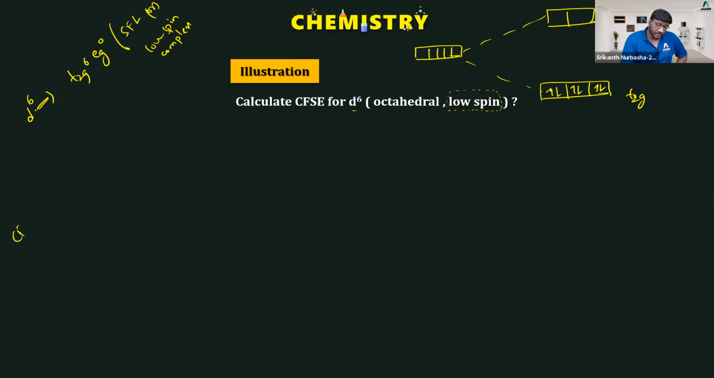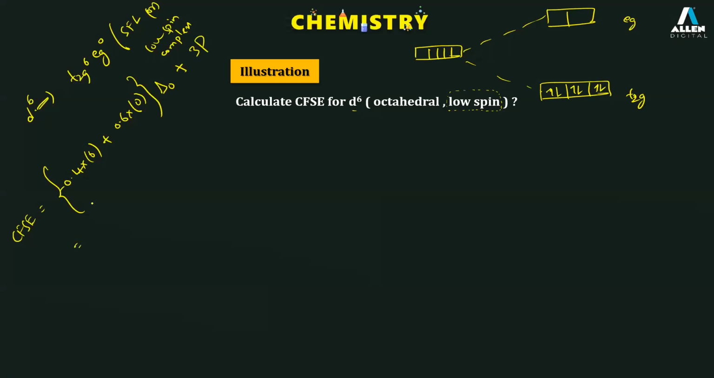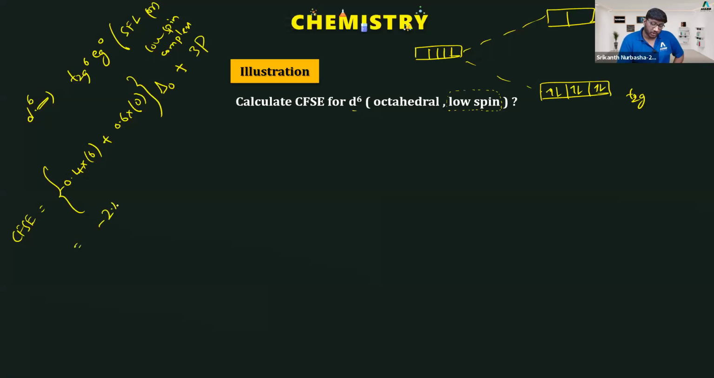So what is your CFSE now? CFSE is equal to minus 0.4 into number of electrons in the t2g. How many electrons in the t2g? 6. Plus 0.6 into number of electrons in the eg. How many electrons in the eg? 0. Whole multiplied by delta naught plus NP. What is N? Number of electron pairs. How many electron pairs are there? 3P. Yes or no? So minus 2.4 delta naught plus 3P. This is your CFSE.